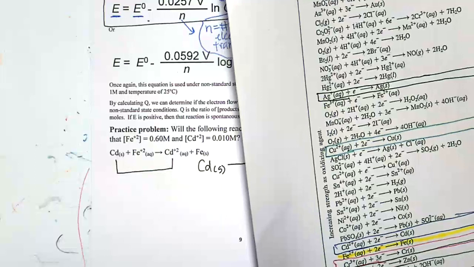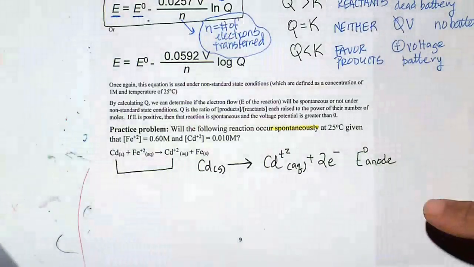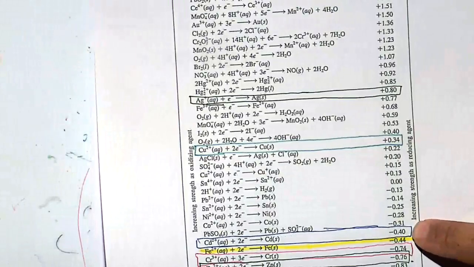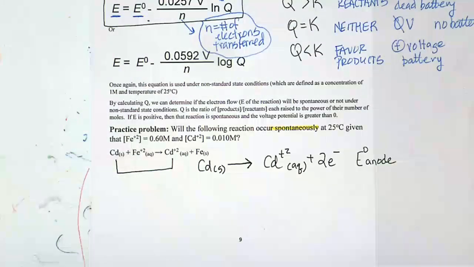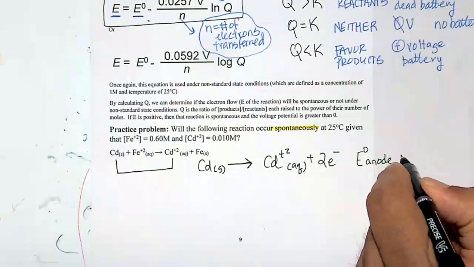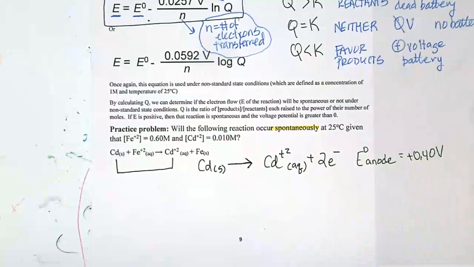Let's look at cadmium here. What do we need to do with this number? Flip it. You guys see that we need to flip it? Yes, we need to flip it. So this is positive 0.40 volts. Is everyone okay with me so far? Everyone good? Nice.